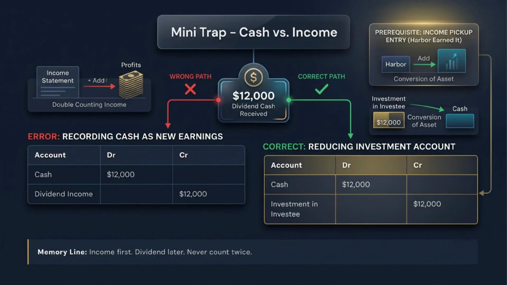This mini trap is one of the most common mistakes. Cash arrives from the investee and the learner credits dividend income. It feels natural, but under the equity method, it is wrong. The correct entry is debit cash and credit investment in investee. In our example, that is $12,000. The wrong entry would put $12,000 into dividend income and overstate income because Meridian already recognized its share of Harbor's earnings. The memory line is excellent: income first, dividend later, never count twice. The dividend is cash distribution, not a second serving of earnings.